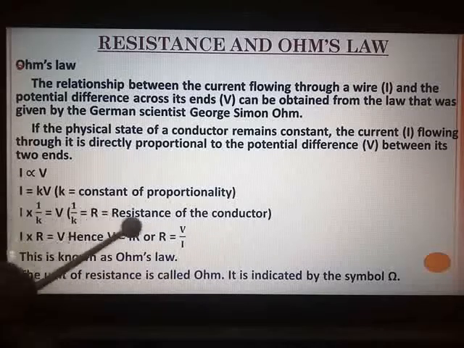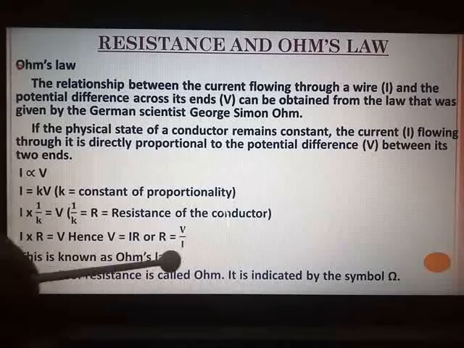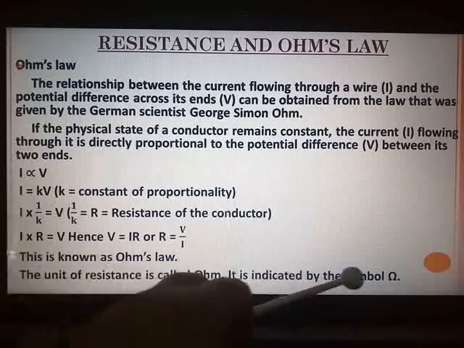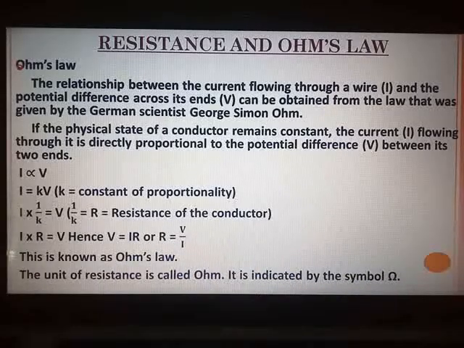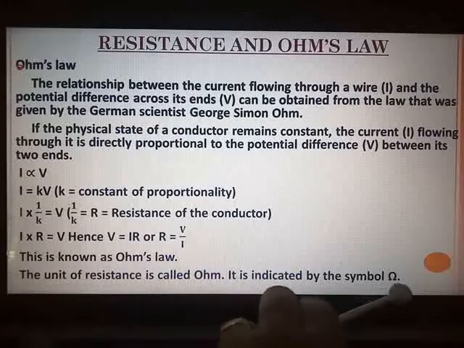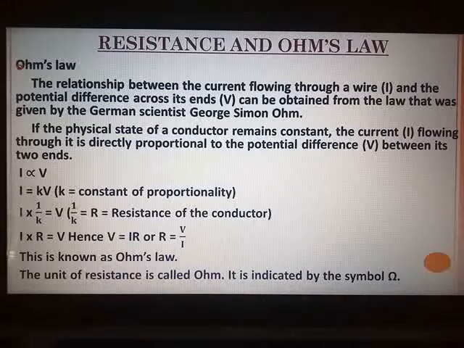The SI unit of resistance of the conductor is ohm, which is indicated by this symbol. When you are going to solve the numerical examples, every time you will not write ohm, you are going to denote it by using this symbol for ohm. So in short, what can you say about Ohm's law? As long as the physical state of the conductor remains constant, the potential difference V applied between the two ends is directly proportional to the current flowing through it.